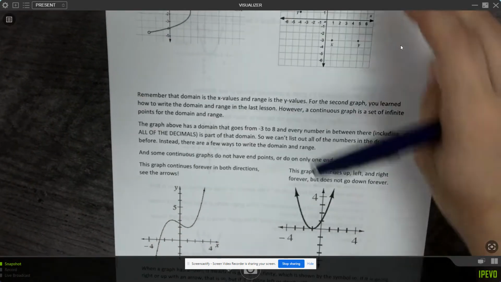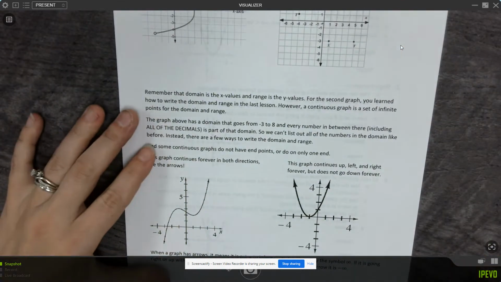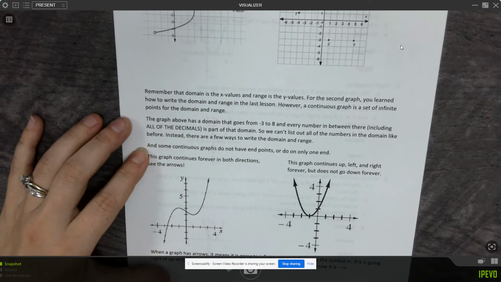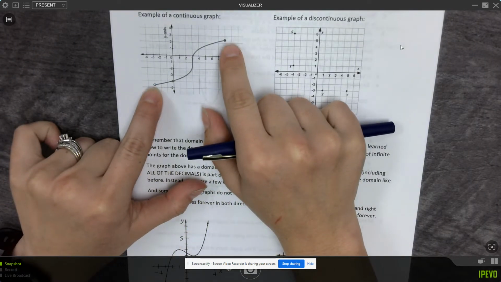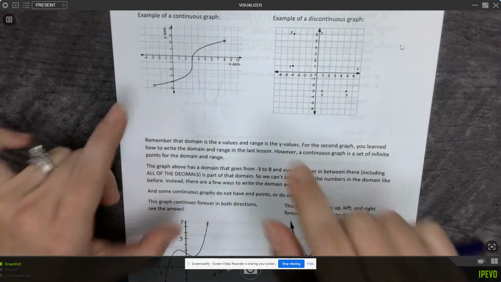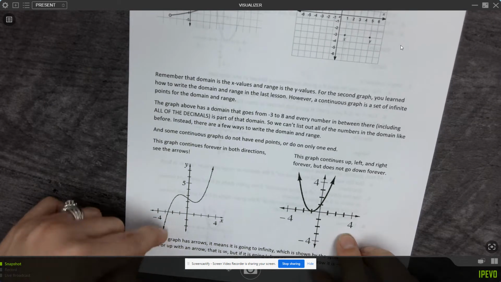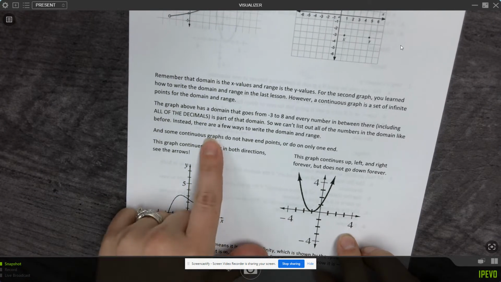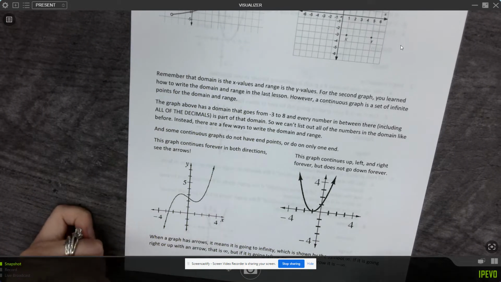So, looking at our examples. Some continuous graphs do not have endpoints, which means that they don't end at all in either direction, and some have endpoints on only one end. So these graphs here end both left and right, but also up and down. They end here and here. However, this graph that has arrows, that means it's going to continue to go down. It's going to continue to go up. It's going to continue to go left. It's going to continue to go right. I just can't fit it all on this paper.